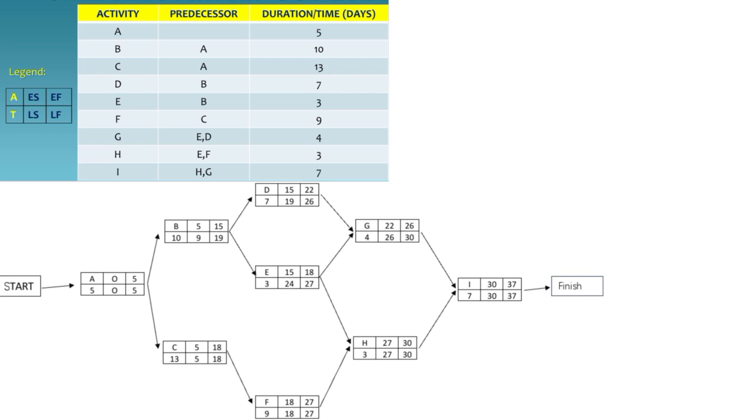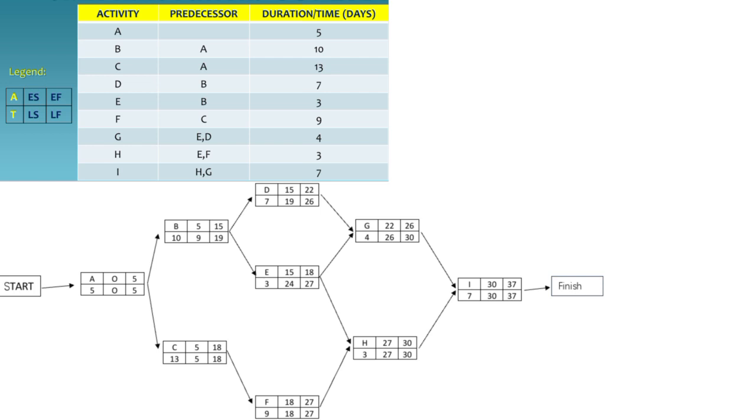Activity B. Activity B can begin as soon as activity A finishes. Therefore, its early start is the same as the early finish of activity A, which is 5. The early finish for activity B is calculated by adding its duration to its early start, giving us EF equals ES plus duration, equivalent to 5 plus 10 equals 15.